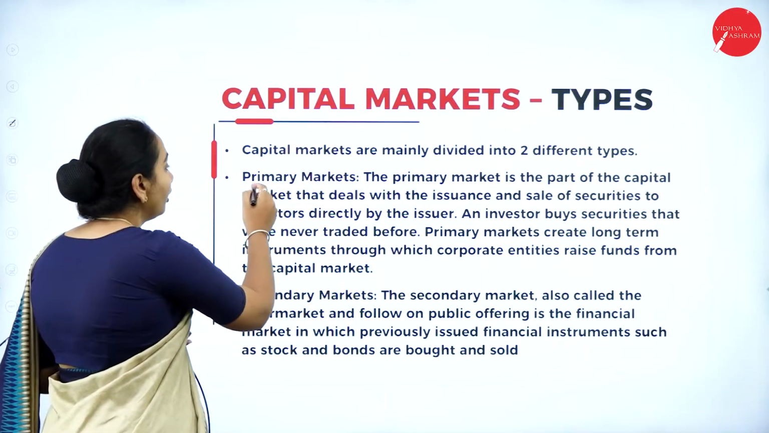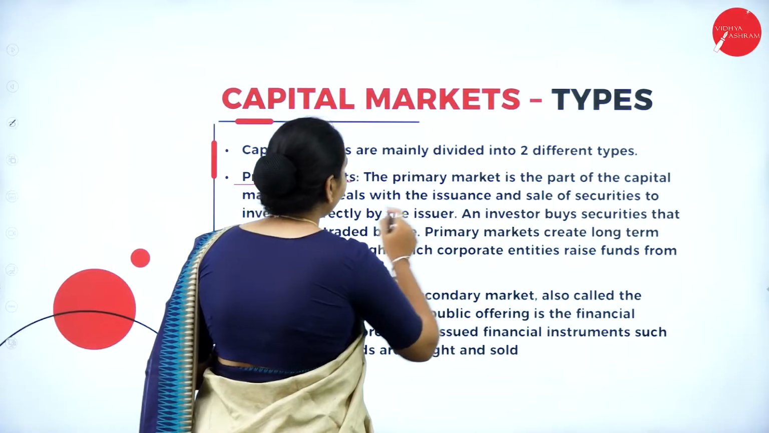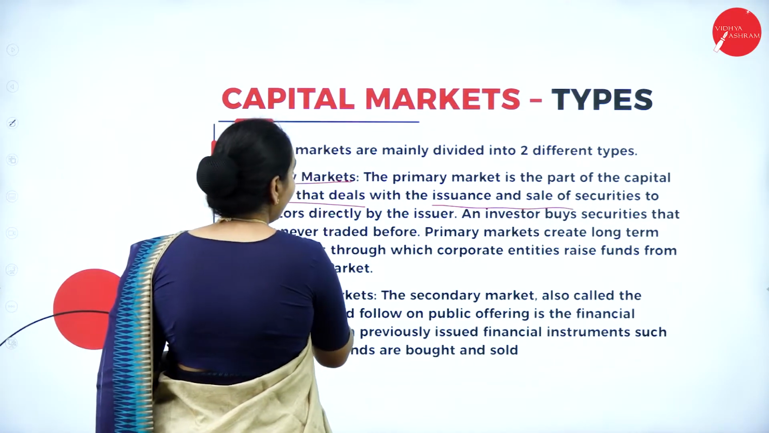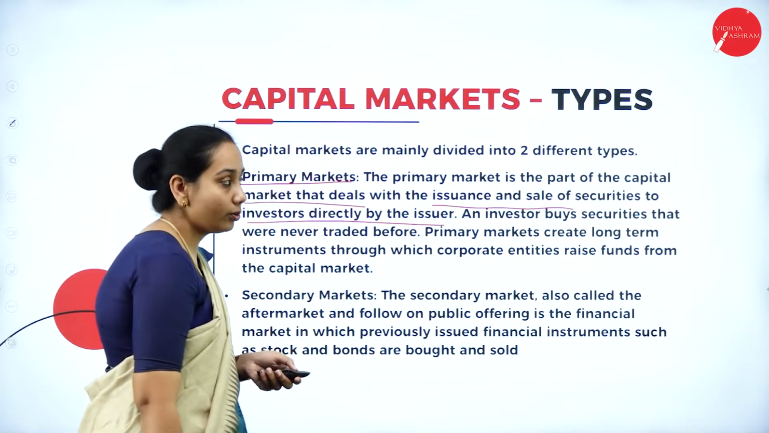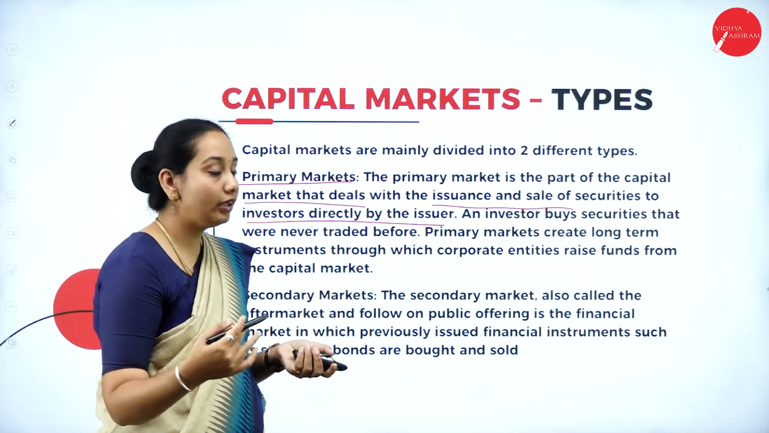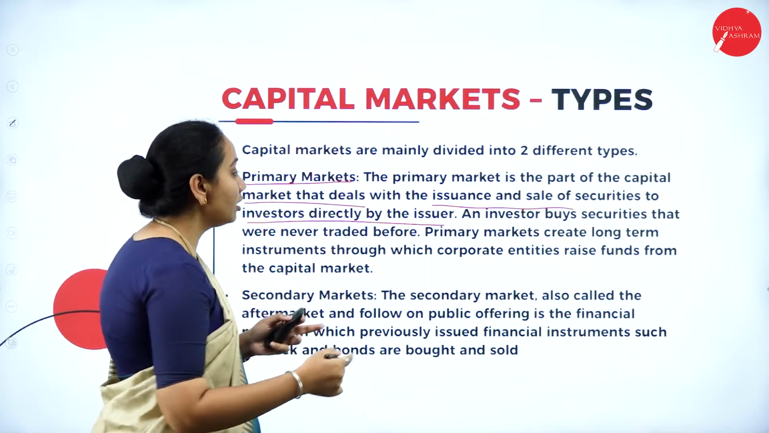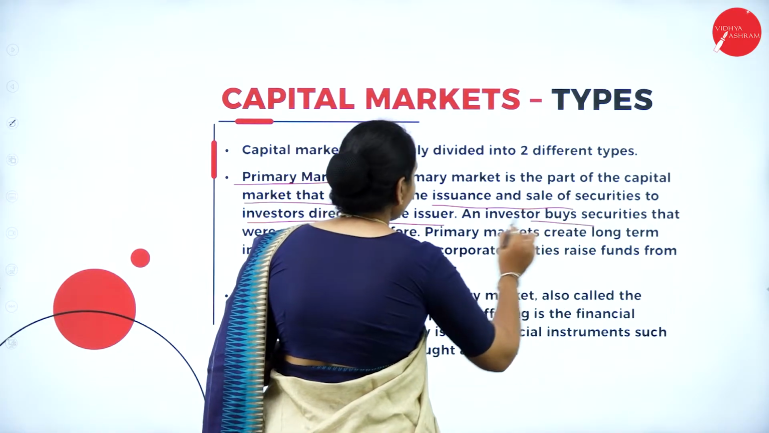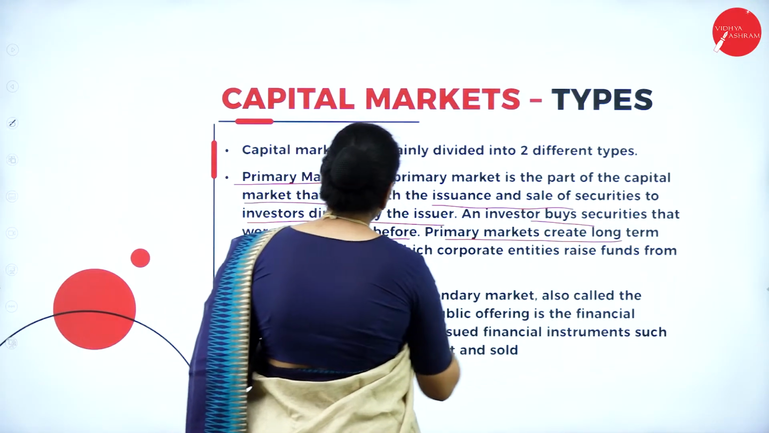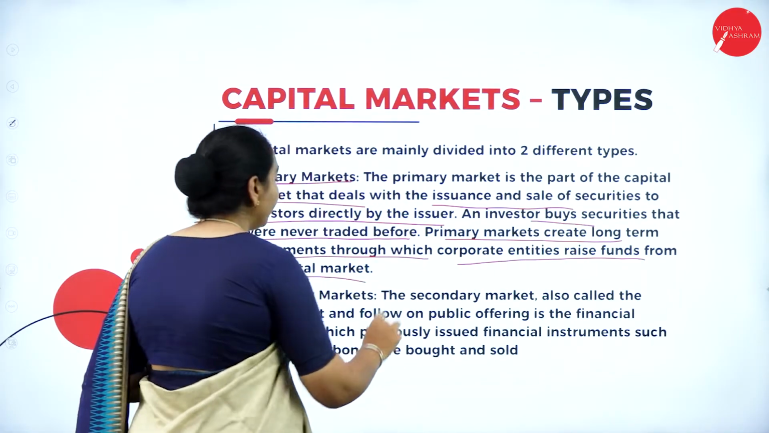First, we have got two types, and that is the primary market. The primary market is a part of the capital market that deals with the issuance and sale of securities directly to the investors by the issuer. So the primary market is a direct contract between the issuer and the investor. An investor buys securities that were never traded before. The primary market creates long-term instruments through which corporate entities raise funds from the capital market.